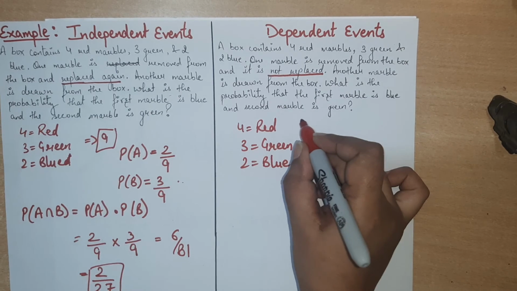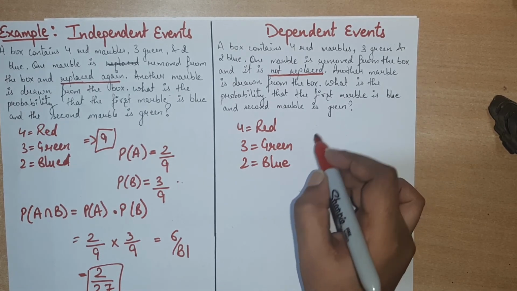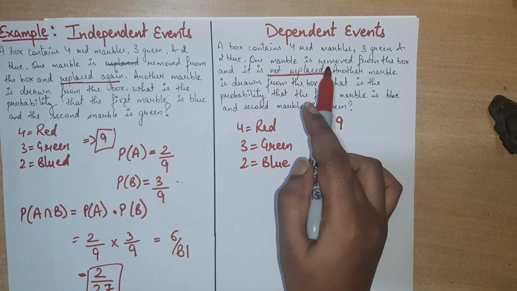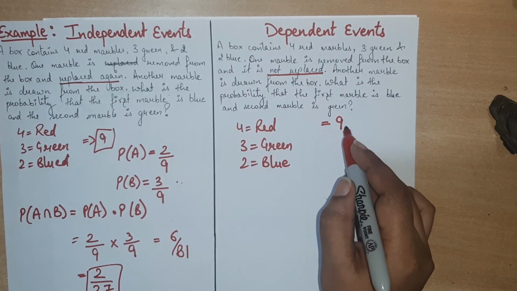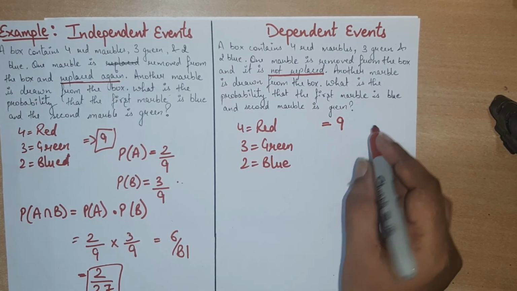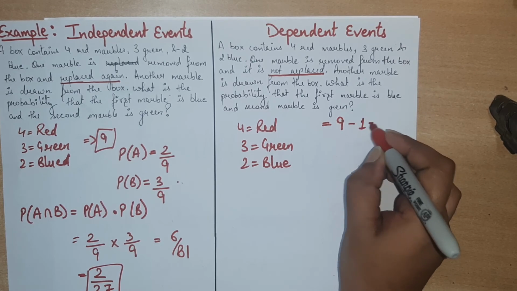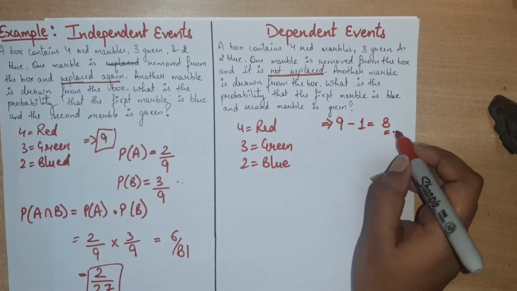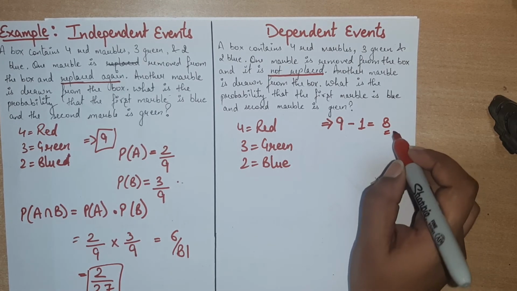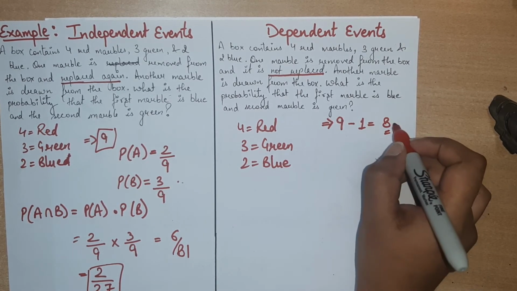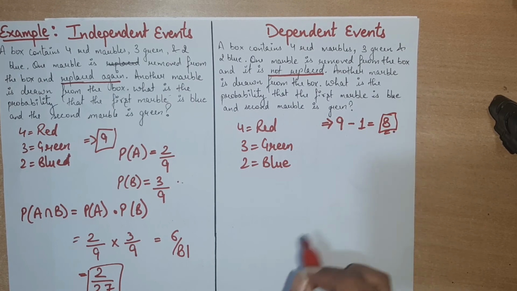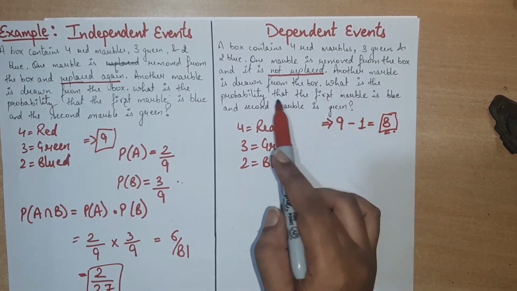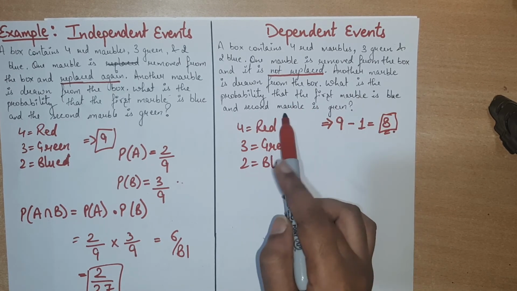So in event 1 it was 9, when one marble is removed from the box, but after that it will be 8 as one marble is removed. So it is 8 for event 2, as it is not replaced back into the box. So for event B it will be 8. Another marble is drawn from the box. What is the probability that the first marble is blue and the second marble is green?